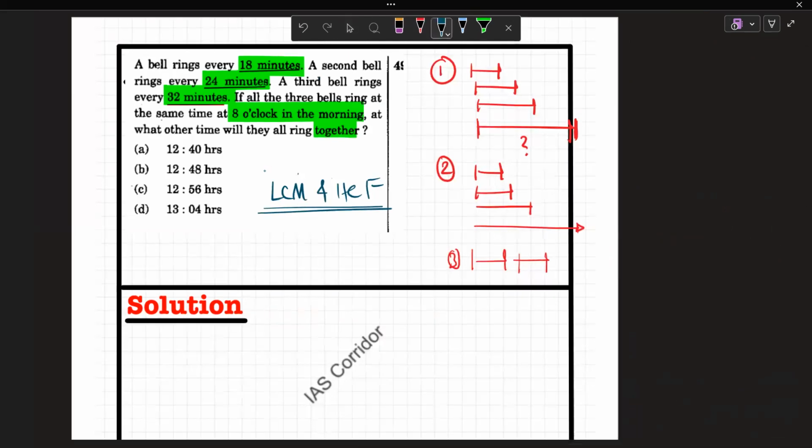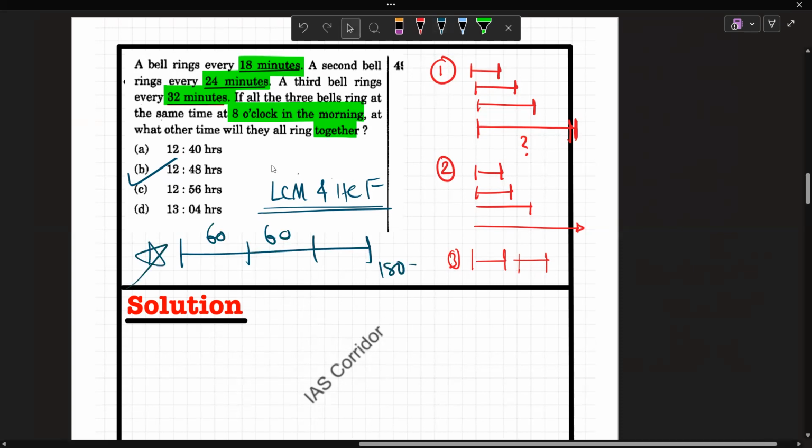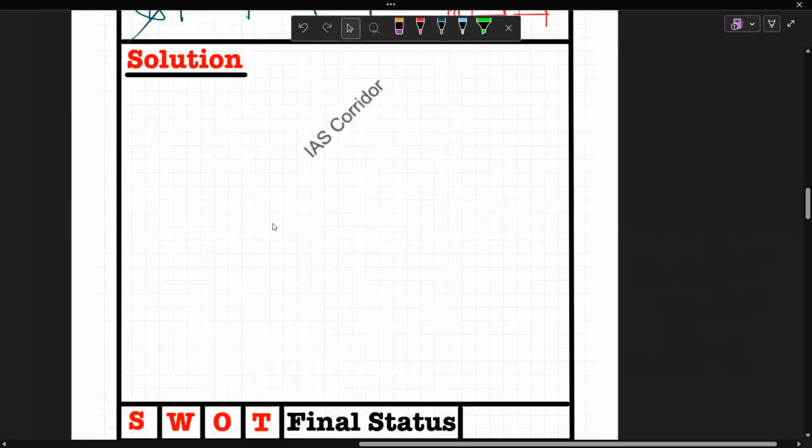Okay. The answer would be 12 hours, 12:48. Clear? Because you will get the desired LCM. Once you get the LCM, add it to 8 o'clock, you will get the answer. Because that was the case. We learned 60, 60, 180. I hope you remember this. Okay. So I will leave this to you people. You can solve this question.